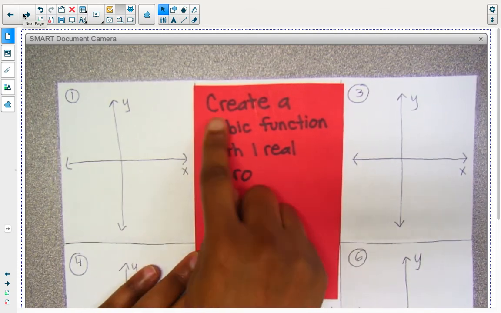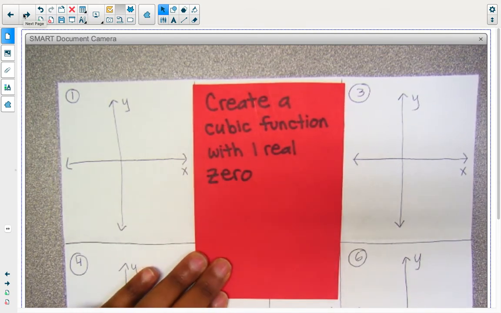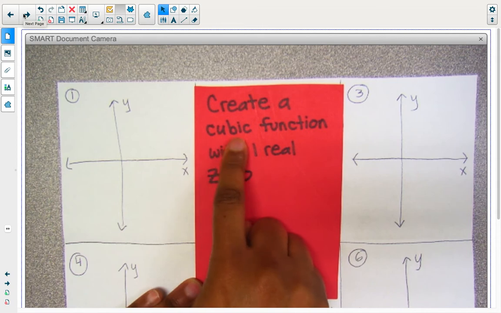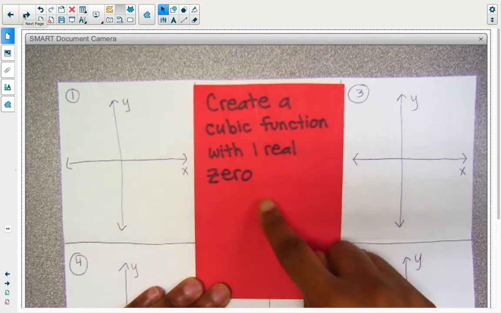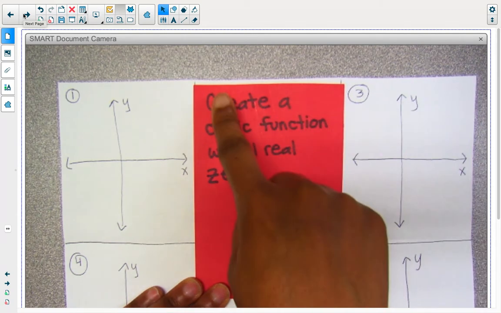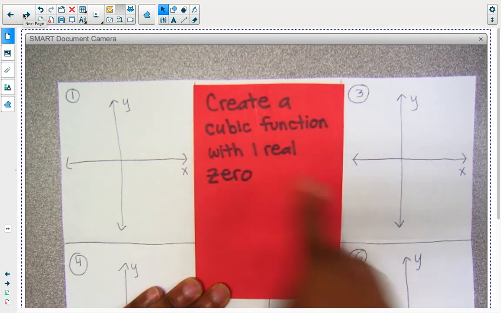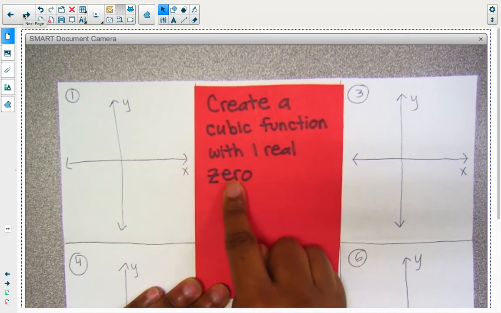So we're going to draw a cubic function with one real zero. In order to achieve this, I need to know what a few words in here mean. Cubic is the number 3. So if something is cubic, it either has to go up, down, up, or it has to go down, up, down. So cubic, I need to keep that in mind. One real zero means it only should cross the x-axis in one spot.